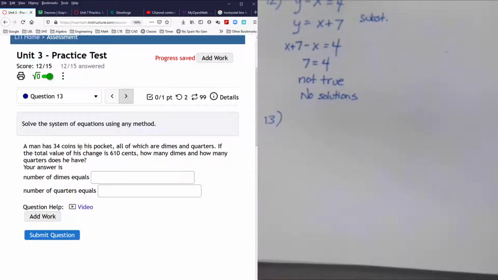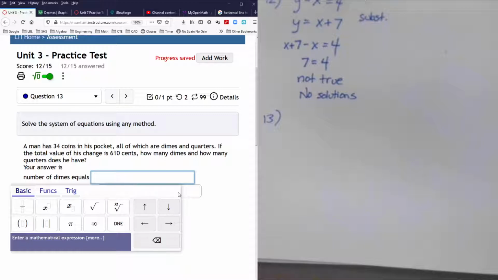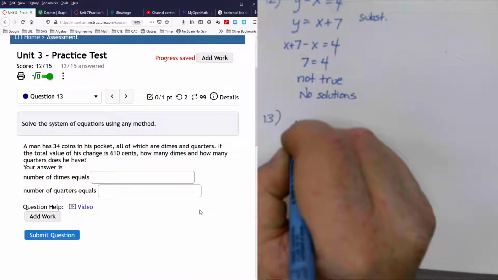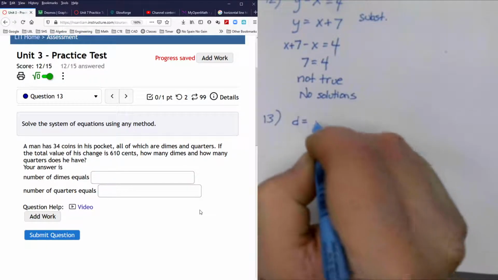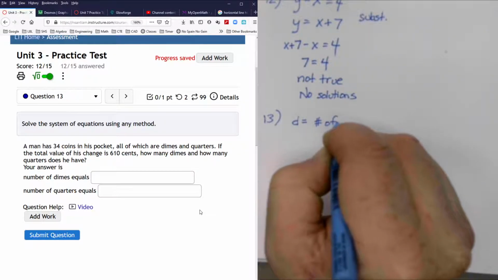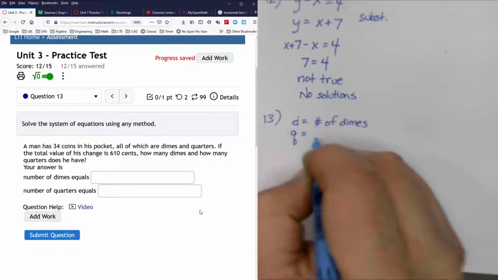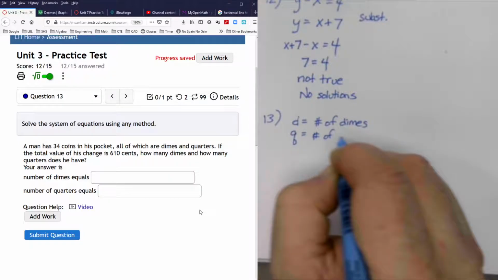A man has 34 coins in his pocket, all of which are dimes and quarters. And the total value of his change is 610 cents. How many dimes and how many quarters does he have? So you notice the question here is how many dimes and how many quarters, and the answers here are going to be the number of dimes and the number of quarters. Those are going to be my variables. So I'm going to say that D represents the number of dimes, and that Q represents the number of quarters.